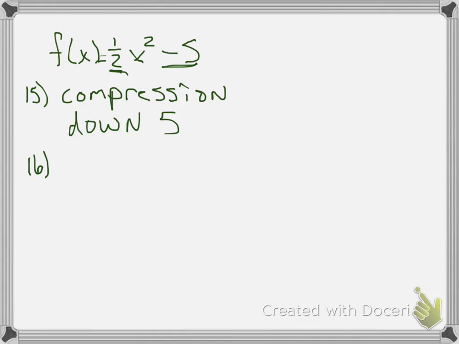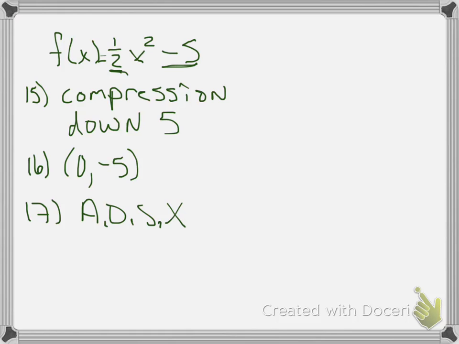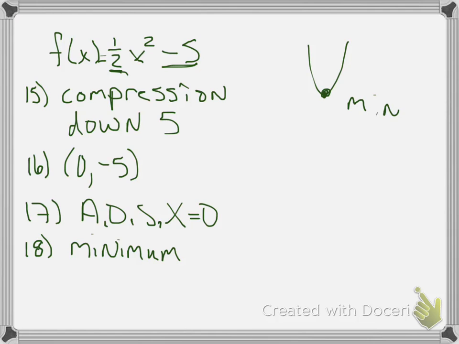Number 16, the vertex would be at 0, negative 5. So that tells you that the axis of symmetry is x equals 0. Number 18, the minimum, because I don't think that one would tell you, but you can guess it's a minimum: when you've got it like this, that will give you a min. When you've got it like this, you should have a max. Anyways, the minimum is at negative 5.